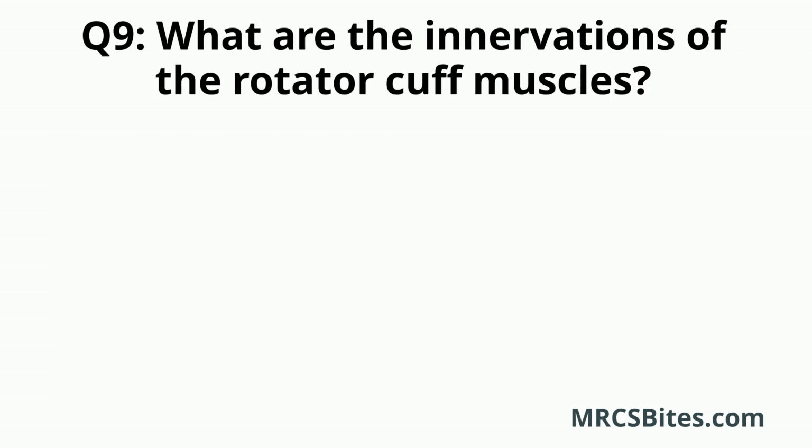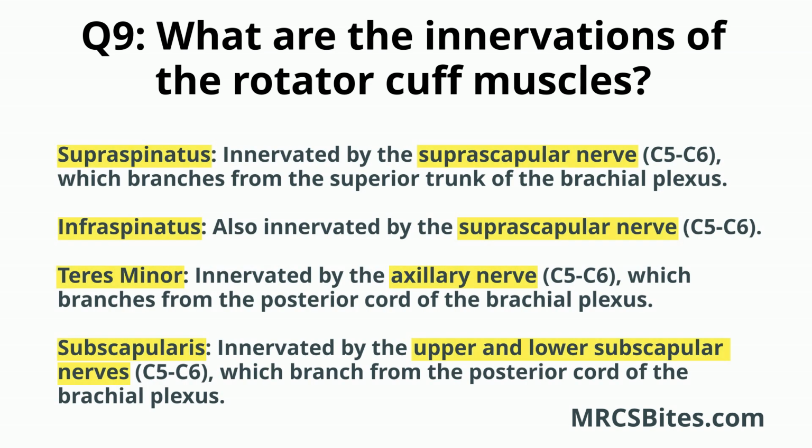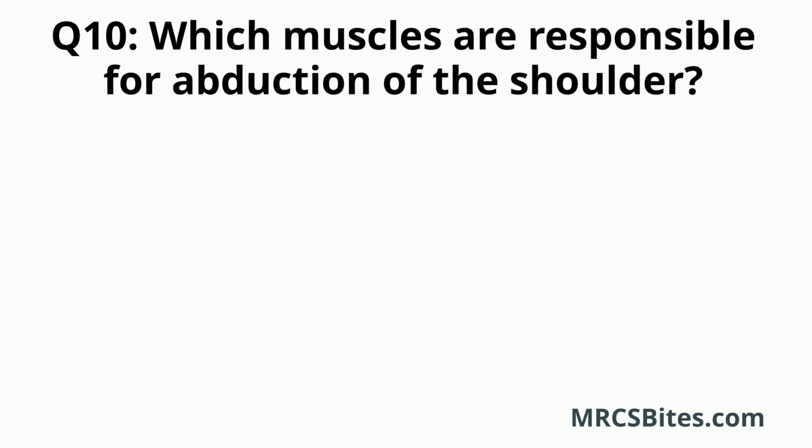Question 9. What are the innervations of the rotator cuff muscles? Supraspinatus. Innervated by the suprascapular nerve, C5, C6, which branches from the superior trunk of the brachial plexus. Infraspinatus. Also innervated by the suprascapular nerve, C5, C6. Teres minor. Innervated by the axillary nerve, C5, C6, which branches from the posterior cord of the brachial plexus. Subscapularis. Innervated by the upper and lower subscapular nerves, C5, C6, which branch from the posterior cord of the brachial plexus.